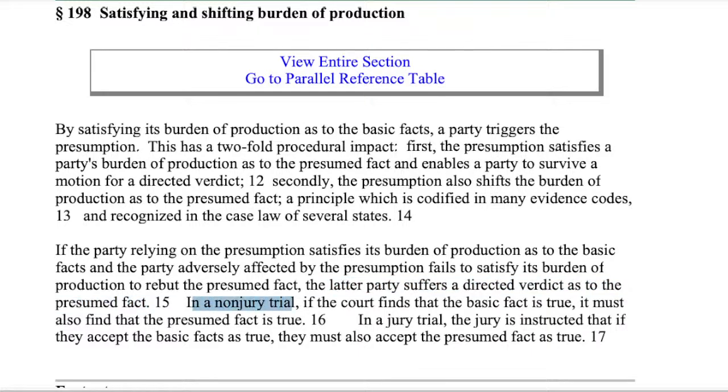In a non-jury trial, if a court finds the basic fact is true, it must also find that the presumed fact is true. In a jury trial, the jury is instructed that if they accept the basic facts as true, they must also accept the presumed fact as true. Wow. So there's where our directed verdicts come in, if the burden of production to rebut the presumed fact fails to be satisfied.